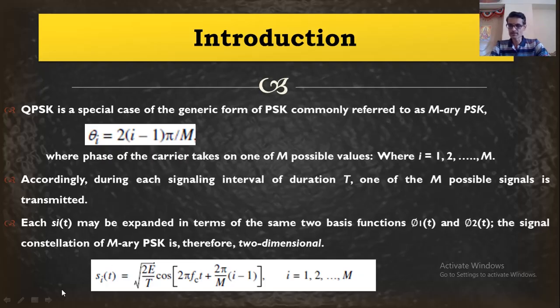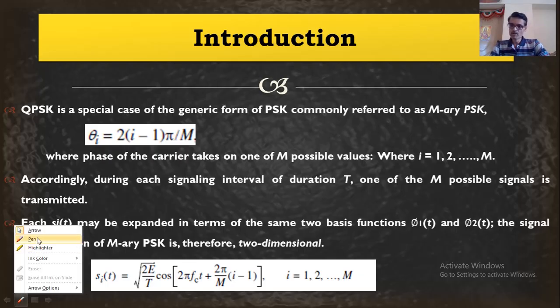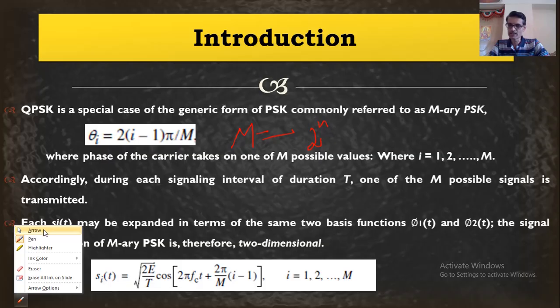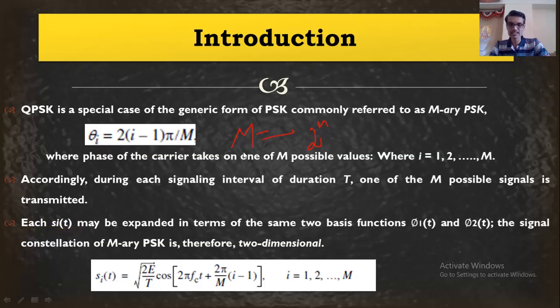The group of bits, say M is equal to 2 power n. So n is the number of bits. If I make a group of 2 bits, I get 4 phases. If I make a group of 3 bits, I get 8 phases. If I make a group of 4 bits, I get M equal to 16 different possible phases. In general, we get theta i phases, where i goes from 1 to M, and these are the possible phases.